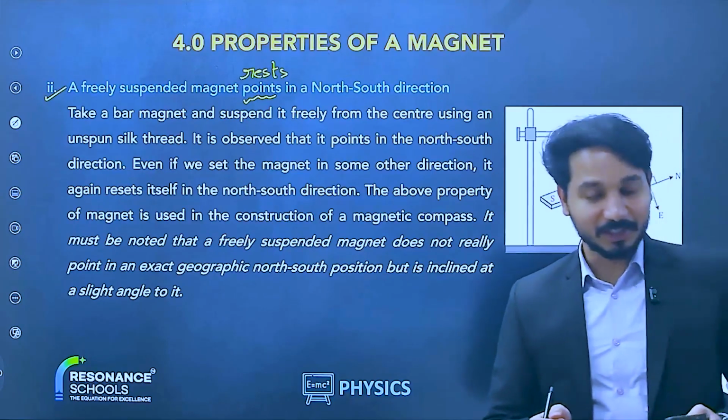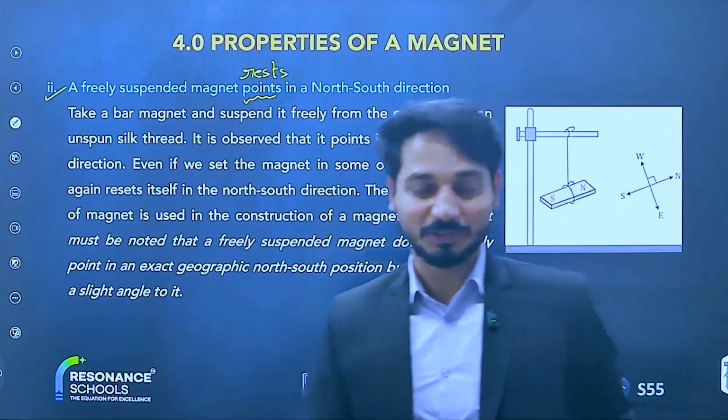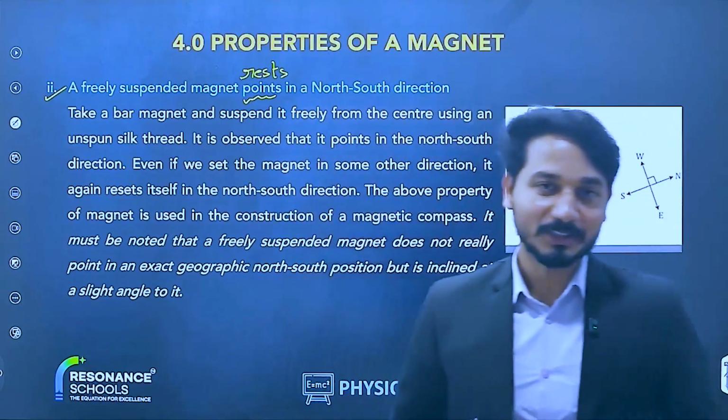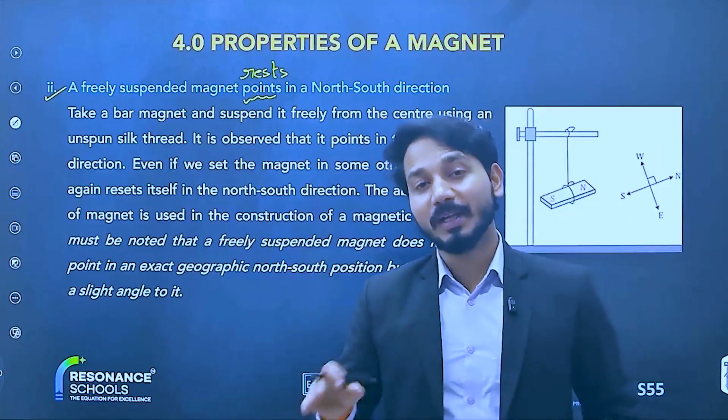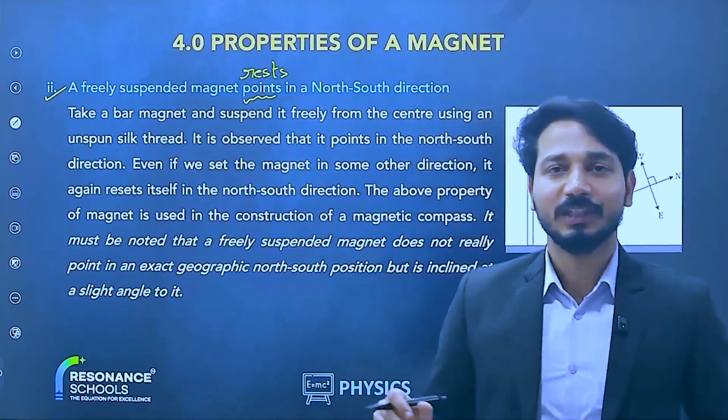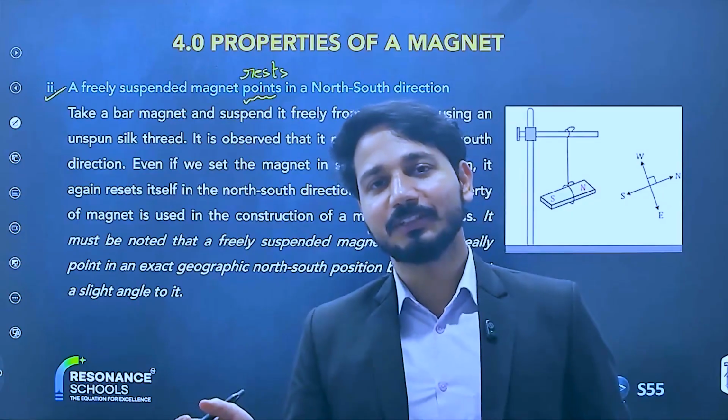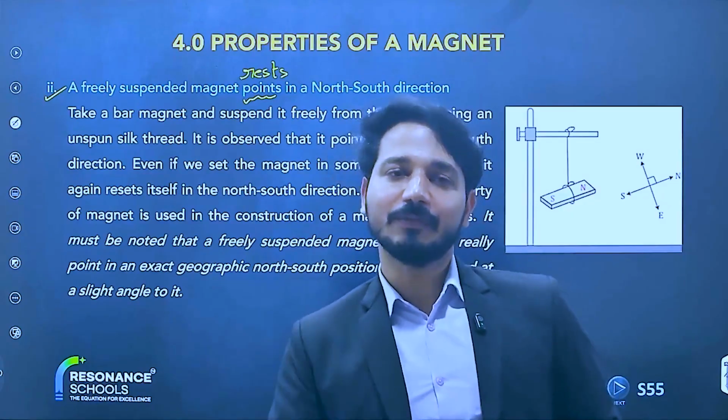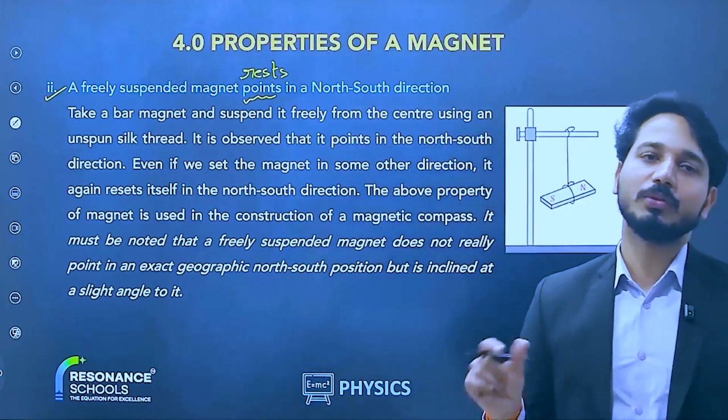Harshit is asking if a magnet is cut into two, how many north and south poles will be there? So whenever you are breaking a bar magnet into a number of pieces, each piece will have north and south. It will break into north and south poles.